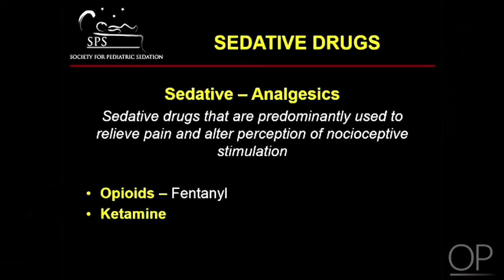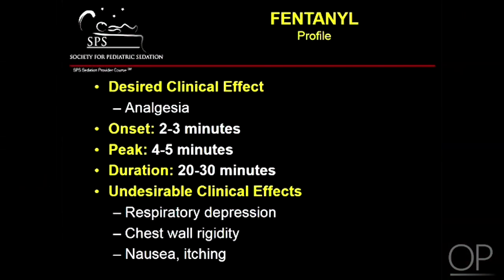Sedative analgesic agents are sedative drugs that are predominantly used to relieve pain and alter perception of nociceptive stimulation. While considerably different in their mechanisms, both the opioids and ketamine have these properties. Of the opioids, fentanyl is probably the most commonly used opioid for pediatric procedural sedation and will be the one discussed in this lecture. Fentanyl is a potent synthetic opioid agonist and the most commonly used opioid in pediatric sedation.